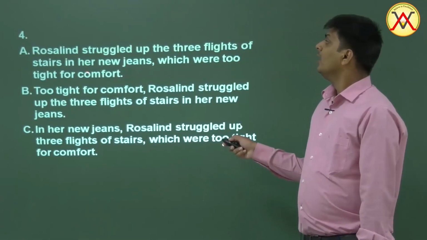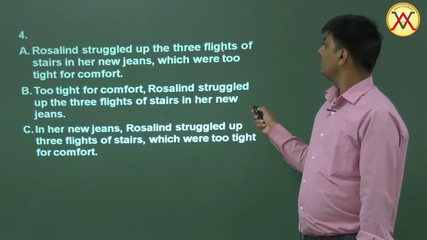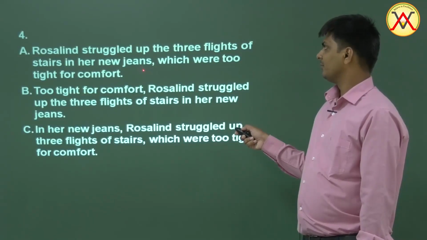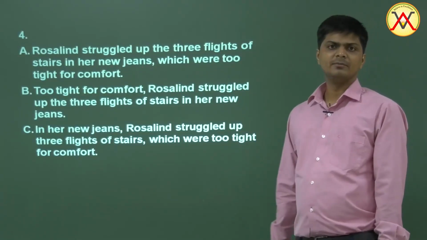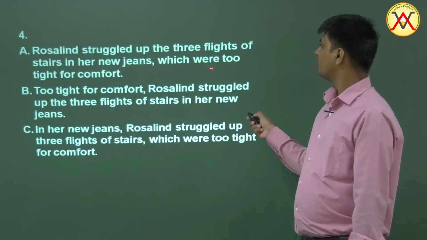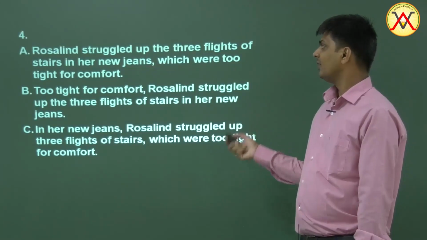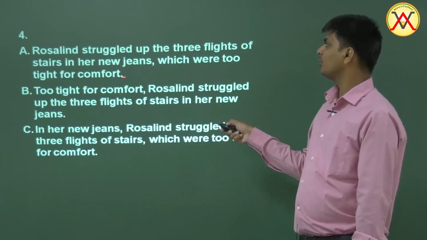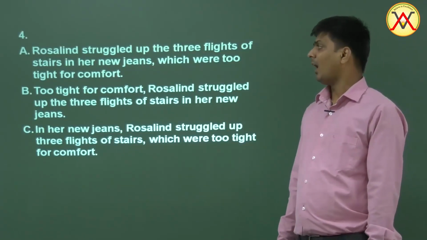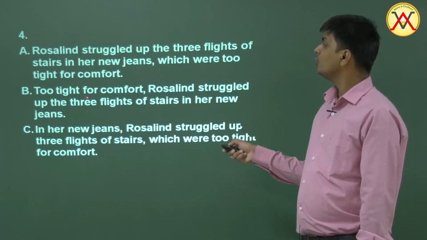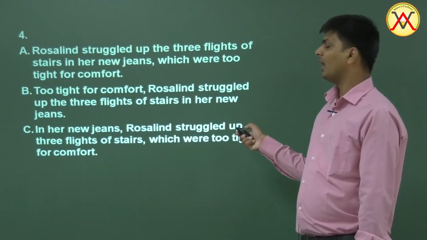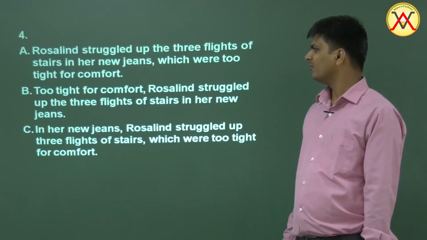Next one. "Rosalind struggled up the 3 flights of stairs in her new jeans, which were too tight for comfort." Well, here, "which were too tight for comfort," it is jeans that were tight and so we see that the modifier is put close to jeans and it is right. However, let's check the other options too. "Too tight for comfort, Rosalind." Now, is Rosalind too tight for comfort?